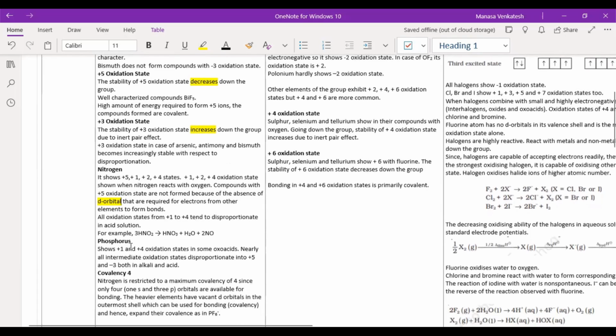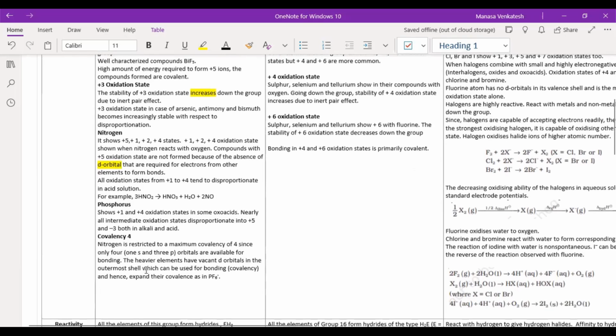Phosphorus, on the other hand, shows +4 and +1 states in some oxoacids. So oxoacids are basically acidic compounds which are formed when a particular element is reacting with oxygen. And the oxidation states of this particular, all the intermediates, they change to +5 and -3.